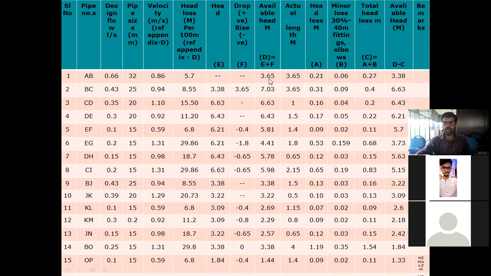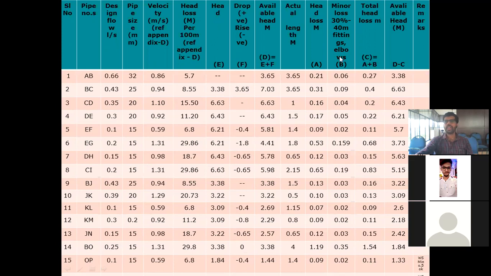There is no drop. Then available head you can calculate, that is D equal to E plus F. Then actual length, you can just add the length which is given. Then head loss, that formula you already know, is actual length into head loss. If you multiply the actual length into this head loss, you will get this value. Then minor loss is 30% of this head loss.